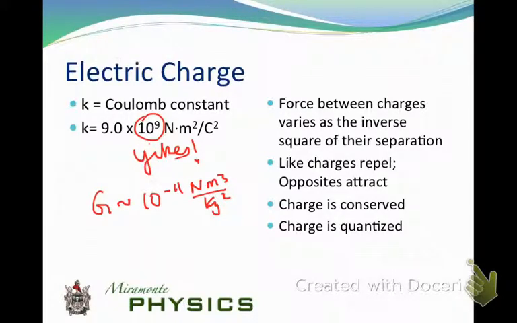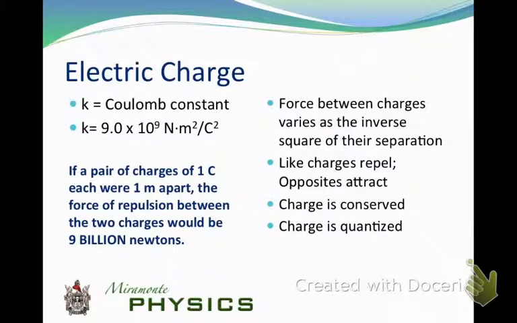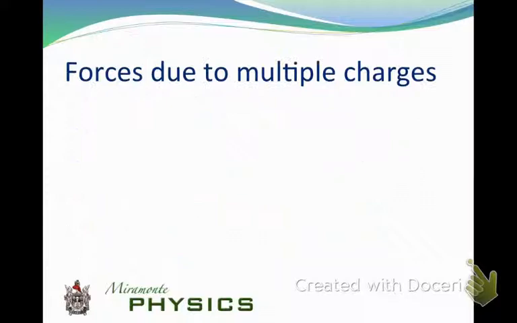Okay, but like gravity, the forces between charges varies as the inverse square of their separations. Like charges repel, opposites attract, charge is conserved, charge is quantized. That's everything you need to know about charge, all on one slide. If you had a pair of 1 Coulomb charges, 1 meter apart, the force of repulsion would be 9 billion newtons. So 1 Coulomb of charge is a lot of charge. Those are huge forces.